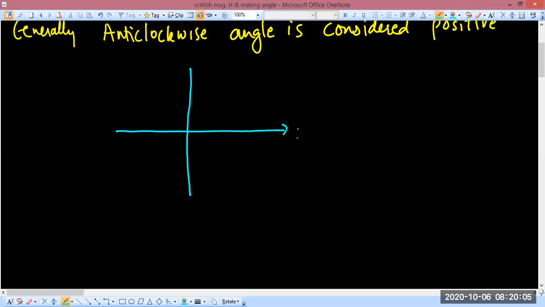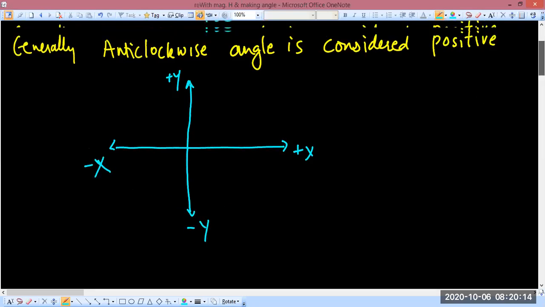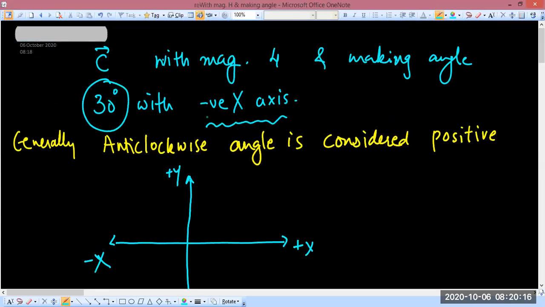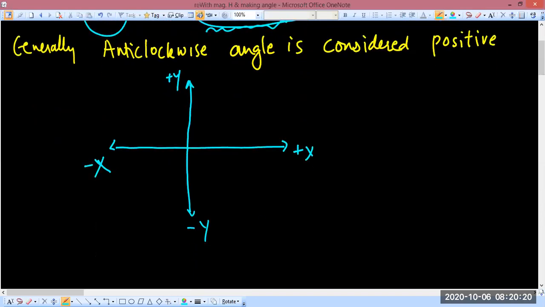So this is positive x as usual. This is positive y, negative x, and negative y. So where is the vector? The vector is making 30 degrees with the negative x-axis. Some of you might think this is the correct way to draw it. Okay, I'll just tell you the right thing.